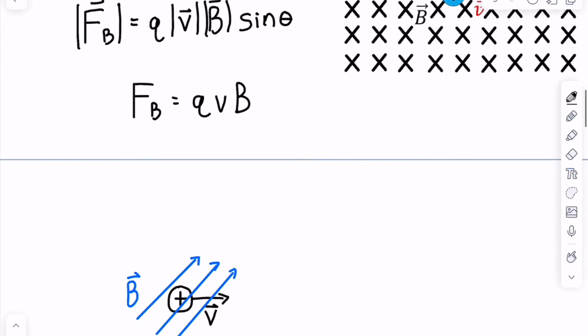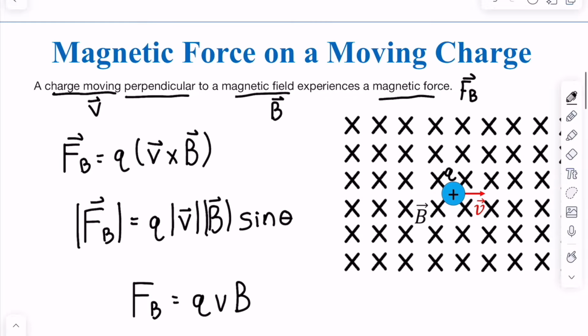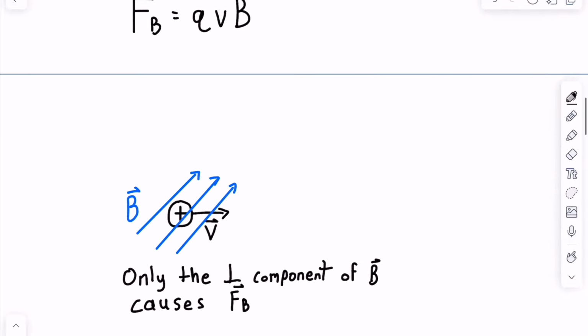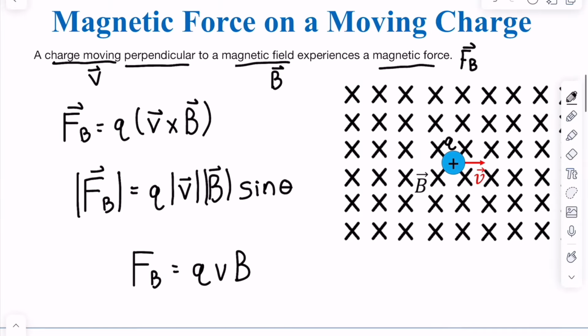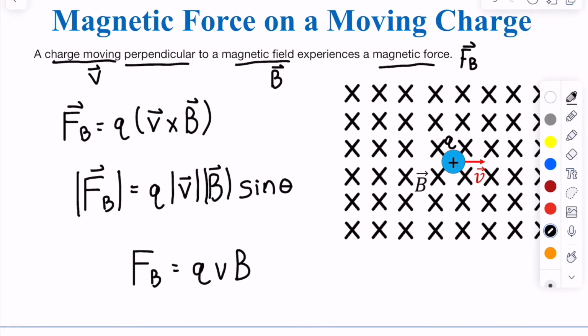Now in the case where there is an angle between the velocity vector and the field vector, so like here, there's an angle theta between the two vectors. If at least some component of the field vector is perpendicular to velocity, then there will be a magnetic force, and that's when you do qvB times sine of the angle between them.